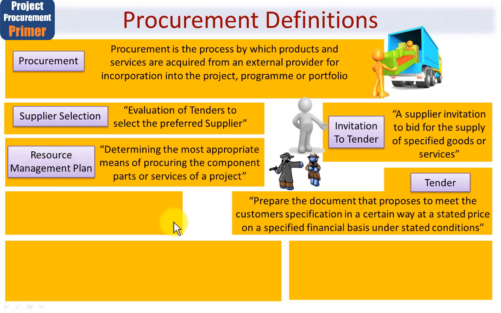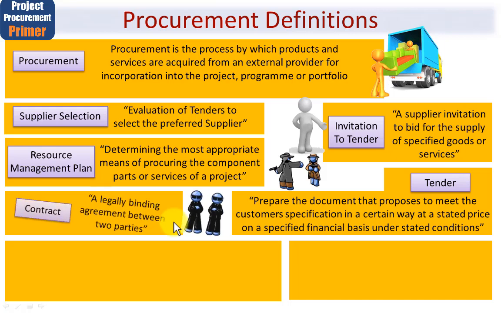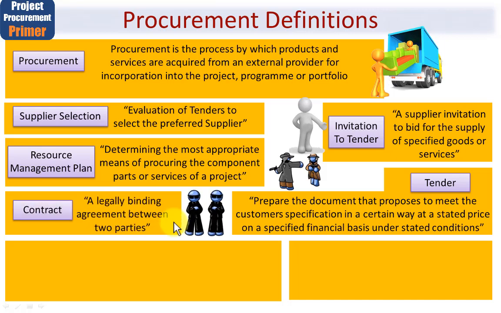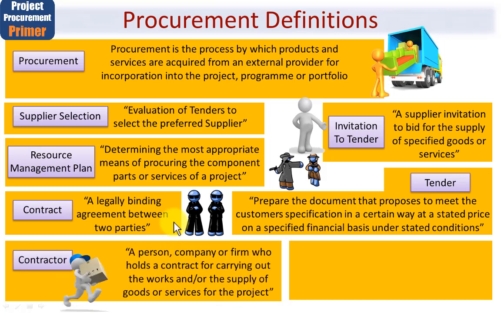Next up, the resource management plan, which is the name for the procurement strategy. This is for a particular project determining the most appropriate means of procuring the component parts or services of a project. Then we come to the contract itself. This is defined as a legally binding agreement between two parties. Contractor, this is normally the person, company or a firm who holds a contract for carrying out the works and or supply of goods or services to the project.